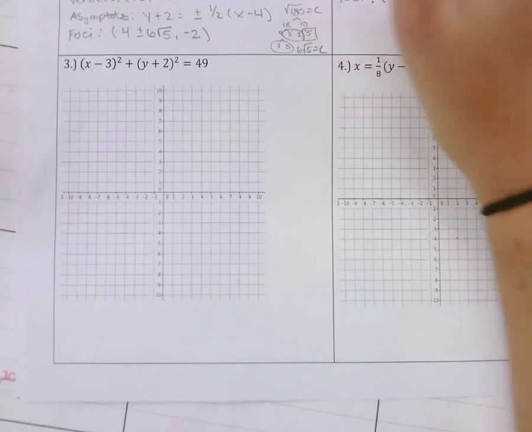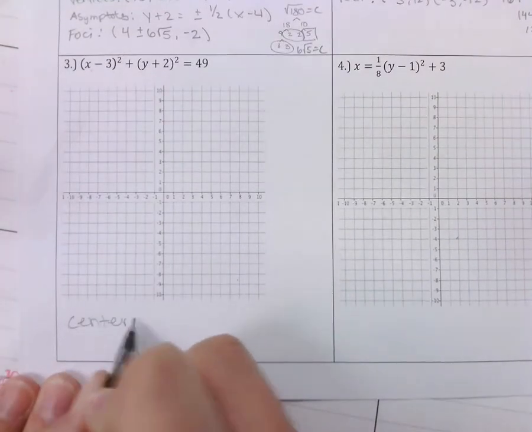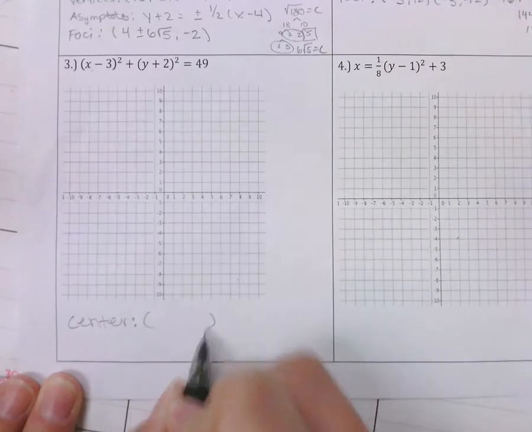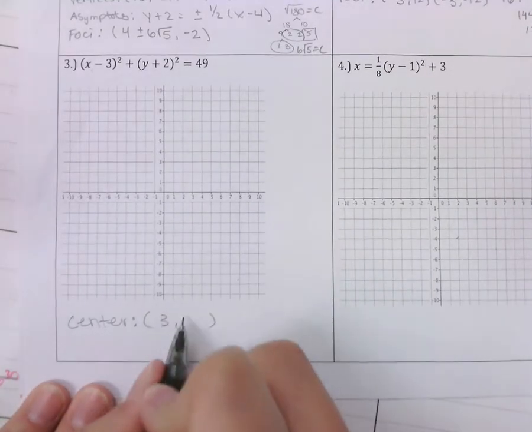Circle. That's just the easiest one. The circle has a center and a radius. What's the center? Negative 3, 2? Negative. Yeah.